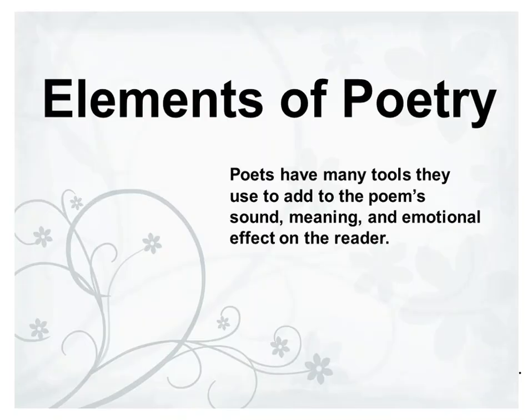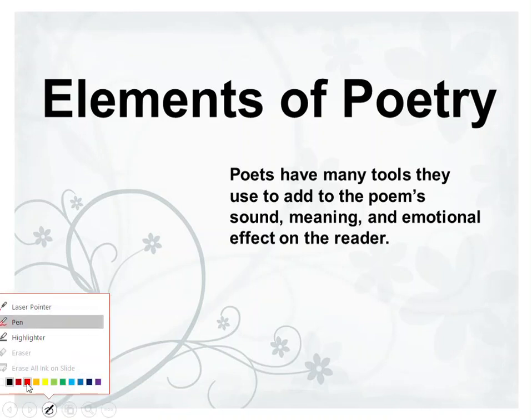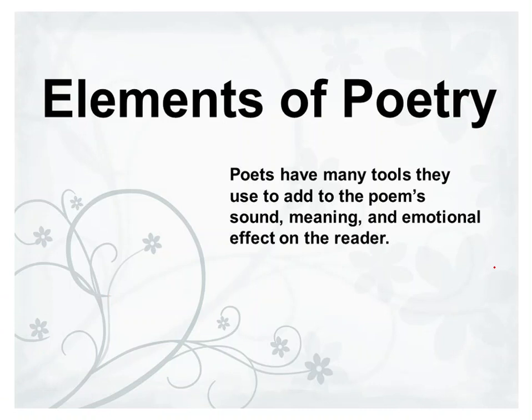So poets have many tools that they use to add to the poem's sound, meaning, and having an emotional effect on the reader. One of the things I want to stress here is we're going to talk about some elements. Sometimes things like rhythm or meter means something and adds to the meaning of the poem. When I do a lecture on Goblin Market, which again is a little bit longer because I did it when I was recording sort of longer lectures.